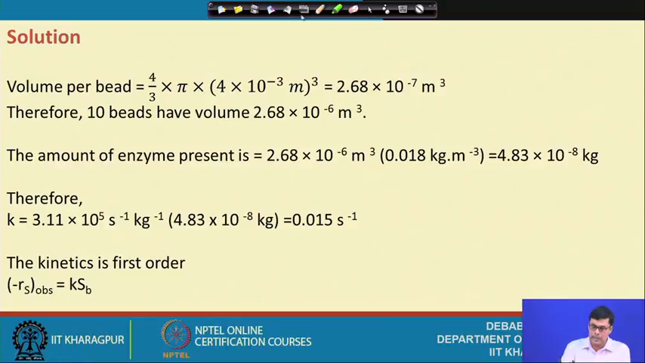Then we get the K value, and K value is coming about 0.015 second inverse. And what is the kinetics of this? This follows first order kinetics. This is K into SB.